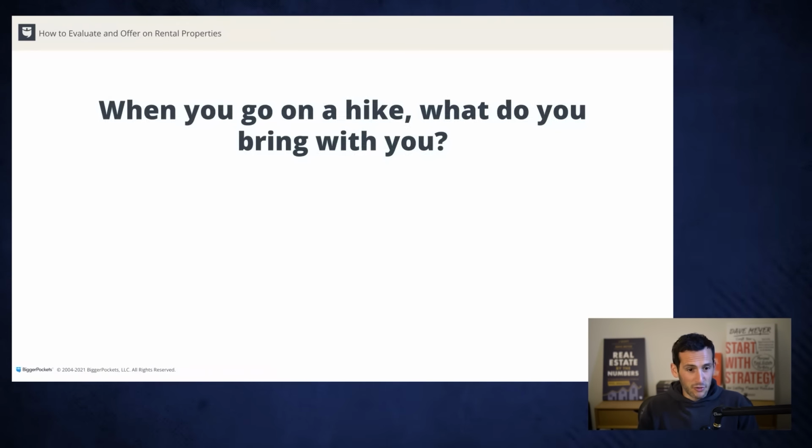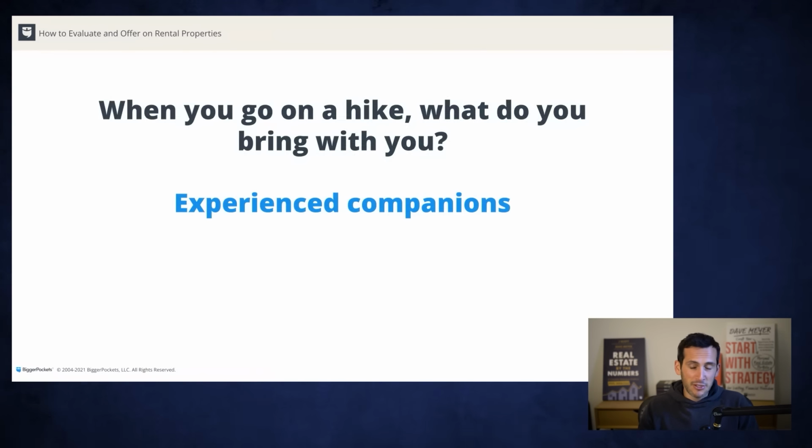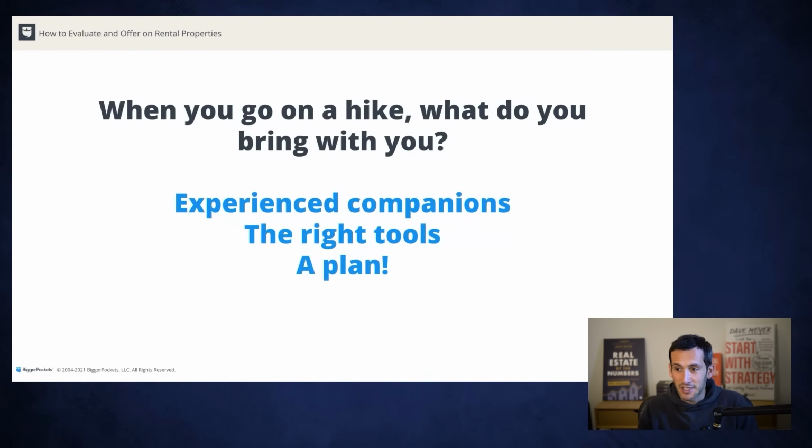For me, I usually go with experienced companions, especially if it's something I haven't done before. I also bring the right tools like a compass or a map. And I have a plan, like what trail I'm following and my destination. And if you think about real estate investing, it's kind of the same thing, right?